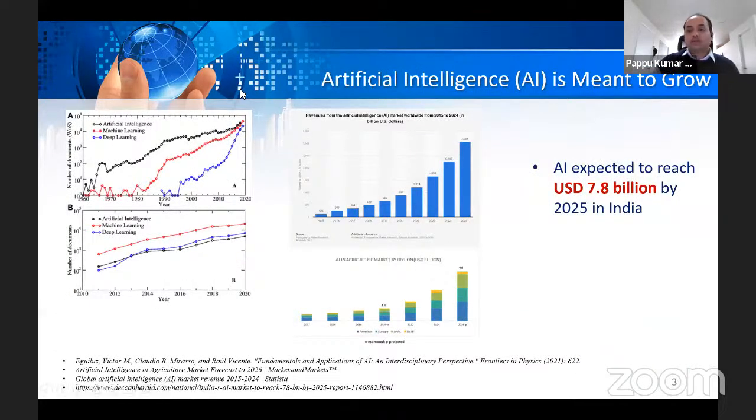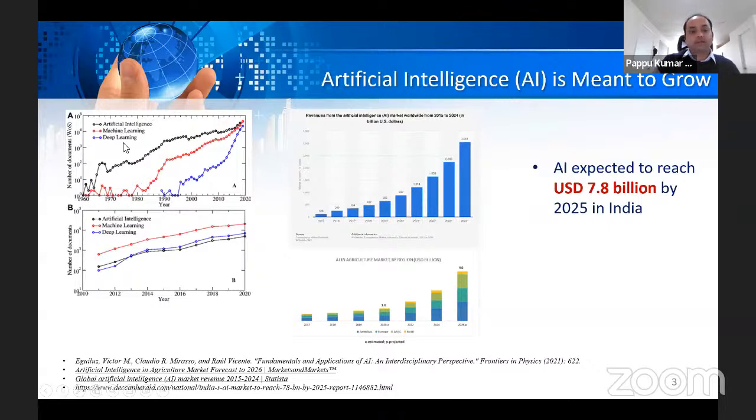So AI is a growing field, and it is going to continue to grow. That is what has been expected. As you can see, a lot of publications based on the database of Web of Science. There were more than 10,000 articles published by 2020, actually, in 2020, that used the term artificial intelligence.